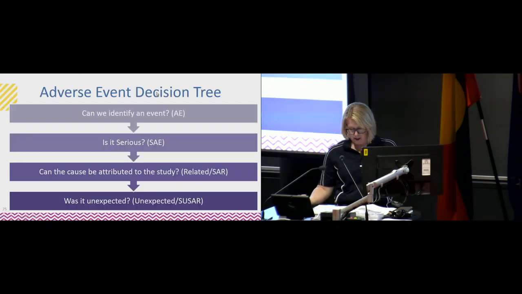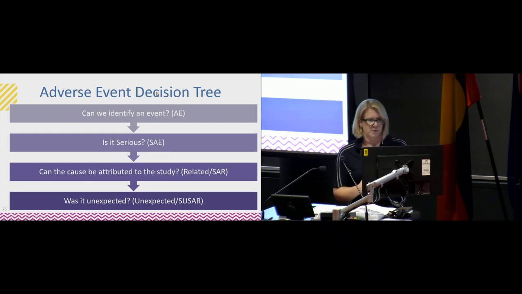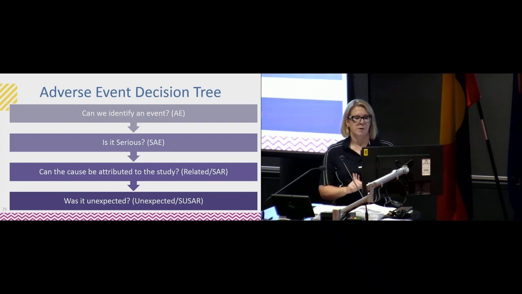So when you're presented with an adverse event, you can go through a decision tree. Can you identify an adverse event? Was it serious, as per that definition? Was it attributable to the study, so therefore it was related, it becomes a serious adverse reaction? Has it ever been seen before, i.e. yes or no? If it was a no, it's unexpected, and therefore it becomes what is called a SUSAR.